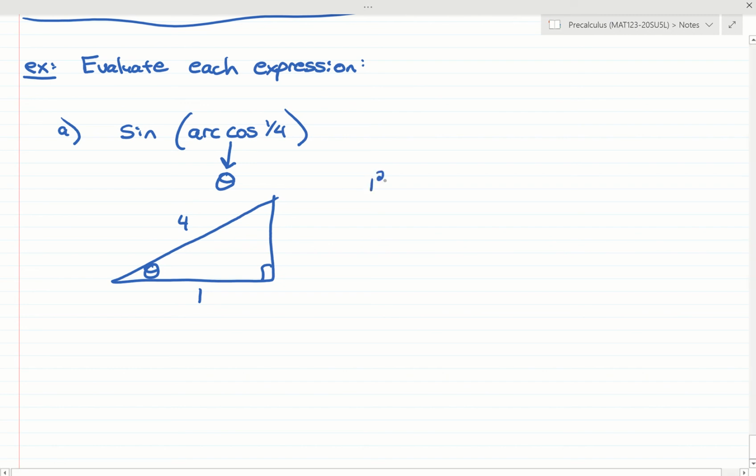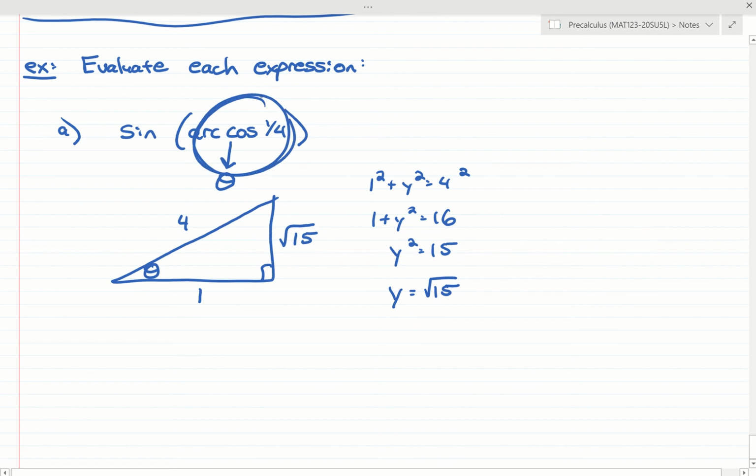Using Pythagorean theorem, 1 squared plus y squared is 4 squared. 1 plus y squared is 16. y squared would be 15, and y would be the square root of 15. You don't have to do plus or minus here. For these kind of problems, we'll just be looking at the positive answer. So let's look at the problem again. It's asking you the sine of this angle that we just drew. Okay, well here's the angle we just drew, and the sine of that angle would be root 15 over 4.